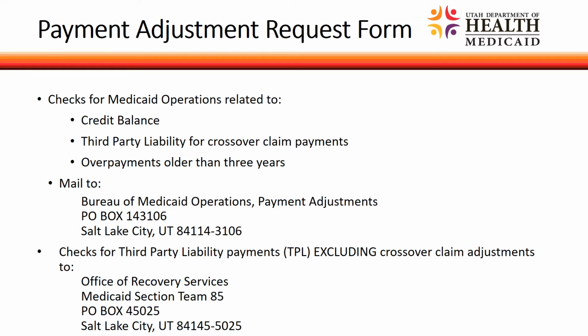Checks for Medicaid operations related to credit balance, TPL for crossover claim payments, and overpayments older than 3 years, mail them to Bureau of Medicaid Operations Payment Adjustments and the following address, and checks for third-party liability payments, excluding crossover claim adjustments, to Office of Recovery Services Team 85 and the following address.